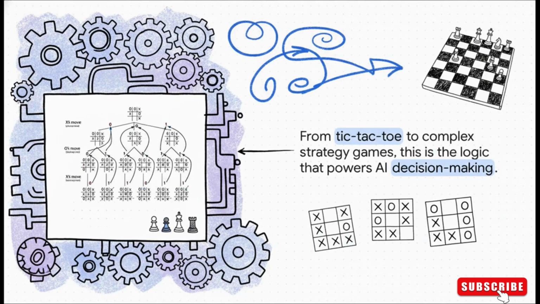And these fundamental techniques aren't just for textbooks. They are the backbone of tons of AI game-playing systems, from simple games like tic-tac-toe all the way up to incredibly complex strategy games like chess. This is literally how an AI learns to think strategically.